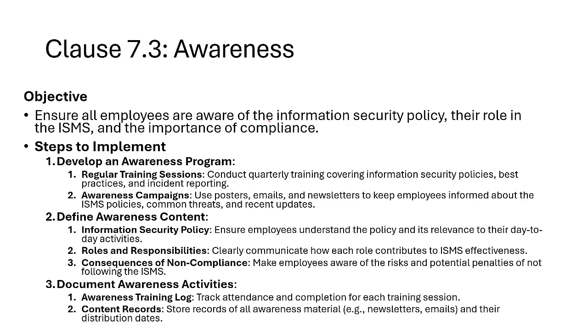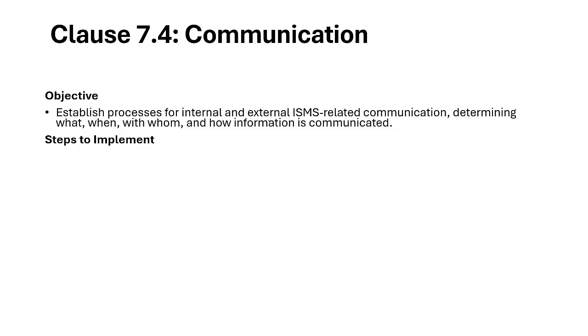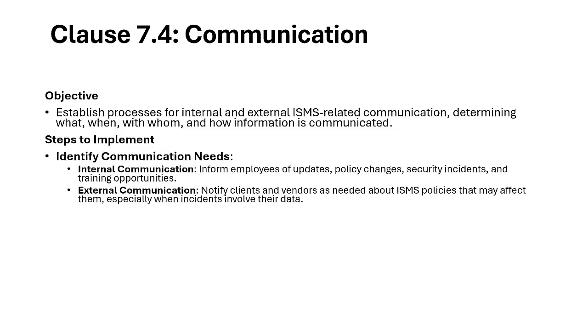Now we have the next clause, which is 7.4, how you communicate the information. So you have internal, you have external. It means if you make any kind of changes, how you communicate about information security. So you have to document your internal communication, and you have to document the external communications. So how you notify clients and vendors about changes in the ISMS policy, how you inform the people.